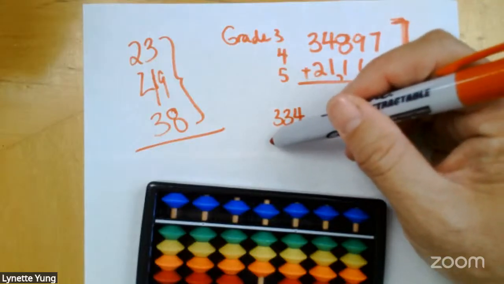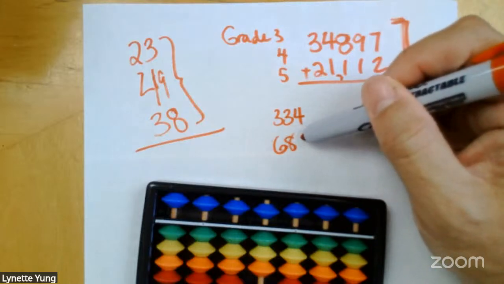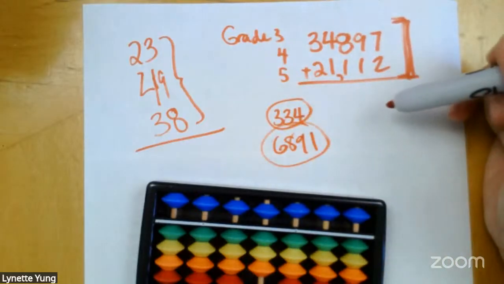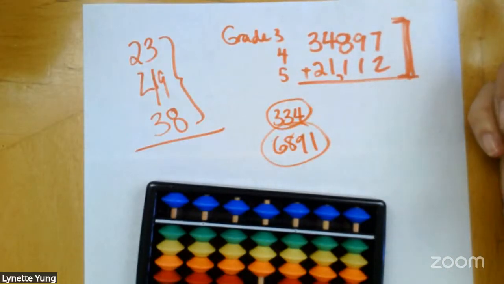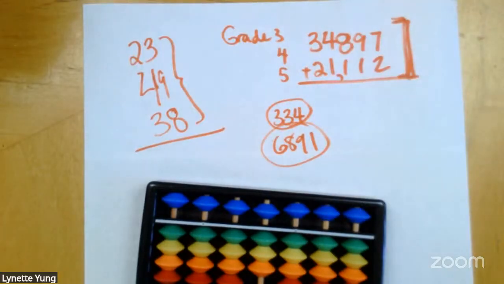334 and then 680, 6,891. So that's one set and that's another set. Is that toward the end of your book? Yeah, toward the end of my book, it doesn't matter. Toward the end of my book, it's all kind of up here.